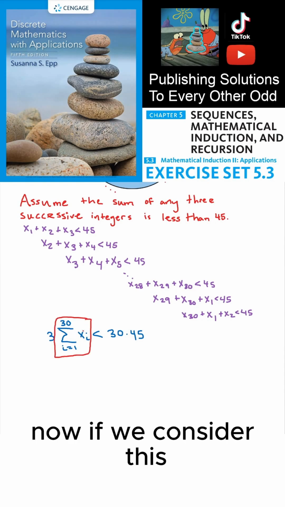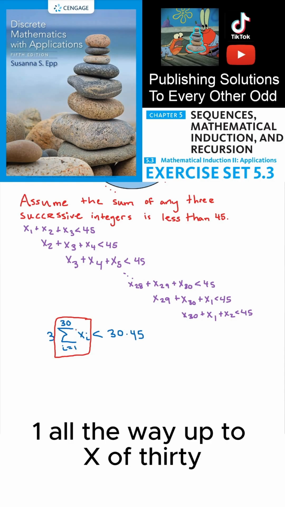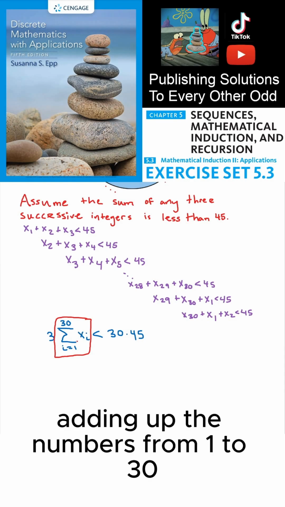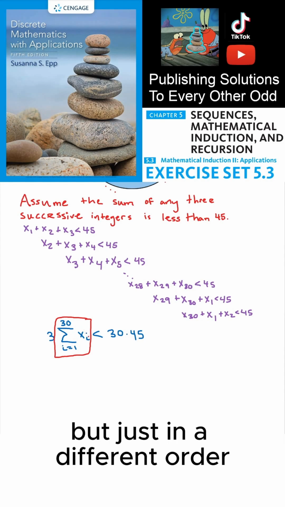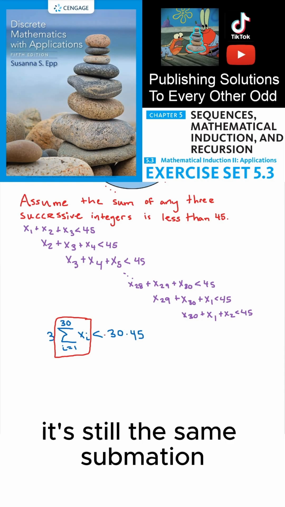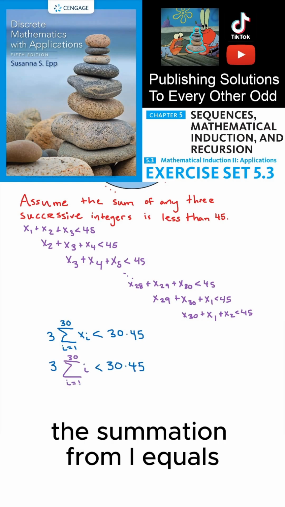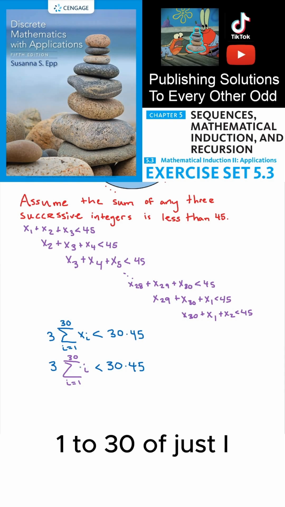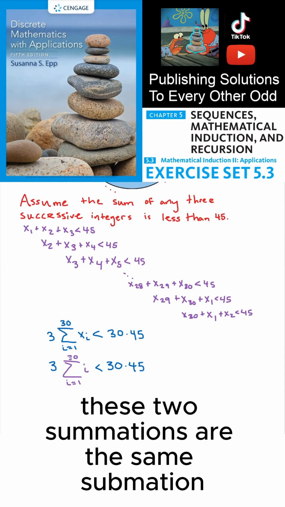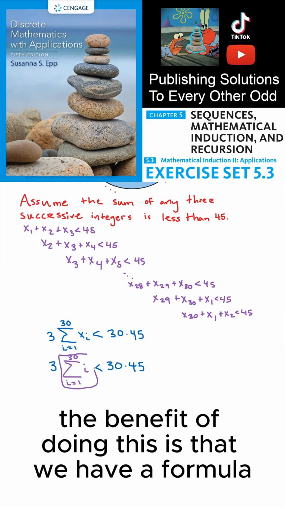Now, if we consider this summation here, we're adding up all the x sub i's from x sub 1 all the way up to x sub 30. But this is just the same thing as adding up the numbers from 1 to 30, but in a different order. At the end of the day, if we add up the same numbers in a different order, it's still the same summation. So I can rewrite this as 3 times the summation from i equals 1 to 30 of just i, which is just 1 plus 2 plus 3 plus 4 plus 5, and so on. These two summations are the same summation, but in different order. The benefit of doing this is that we have a formula for this summation.